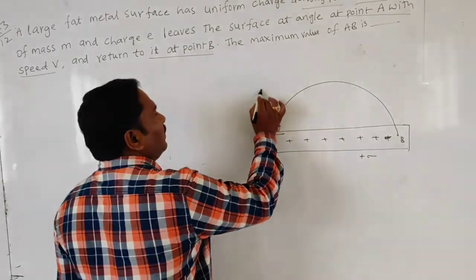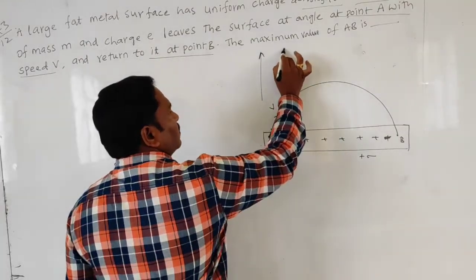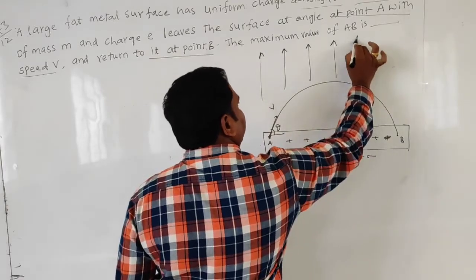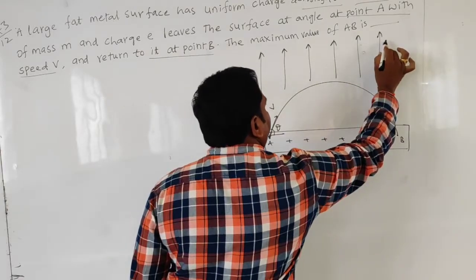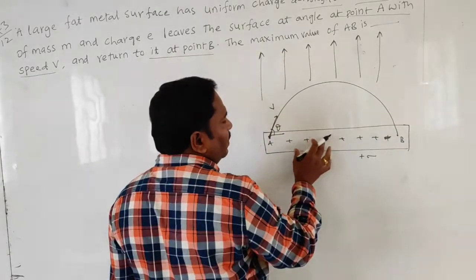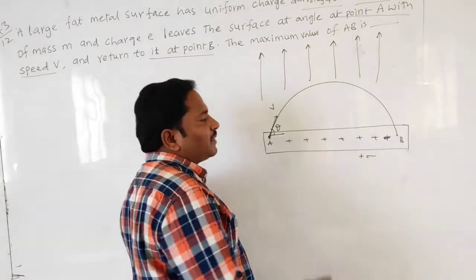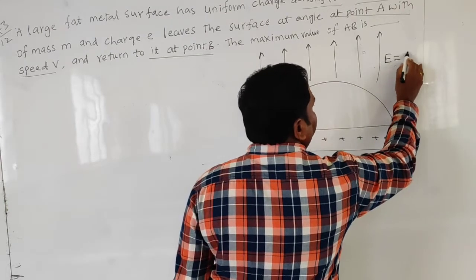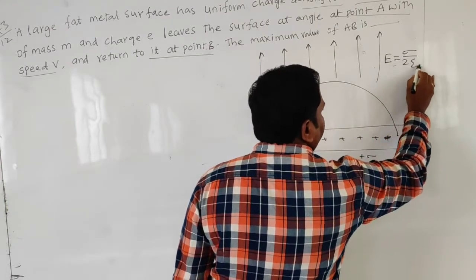Here the electric field is in this direction. So this is the uniform electric field. Around the conducting plate, the electric field E is equal to sigma by 2 epsilon naught.